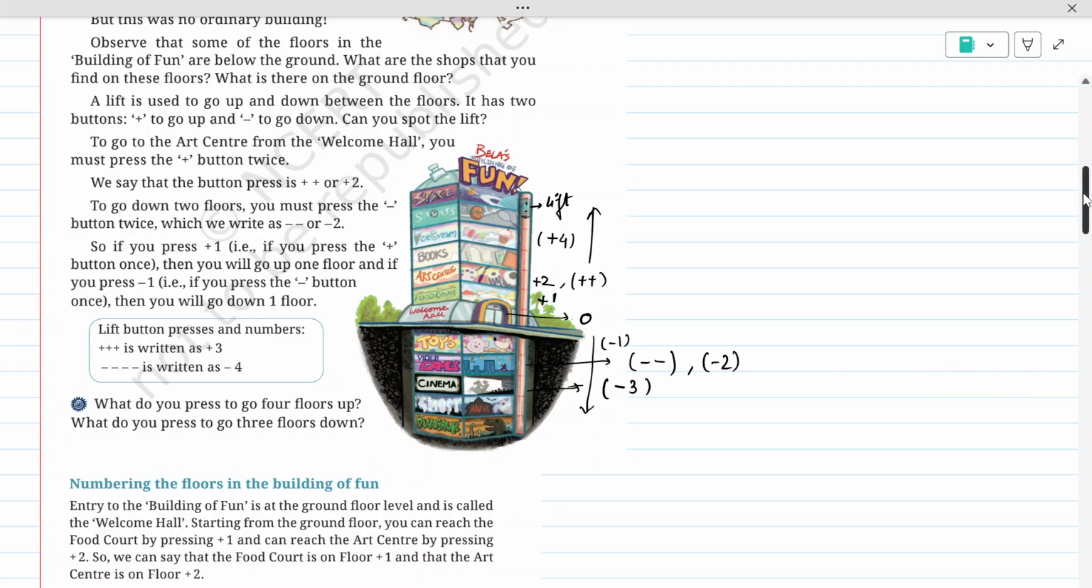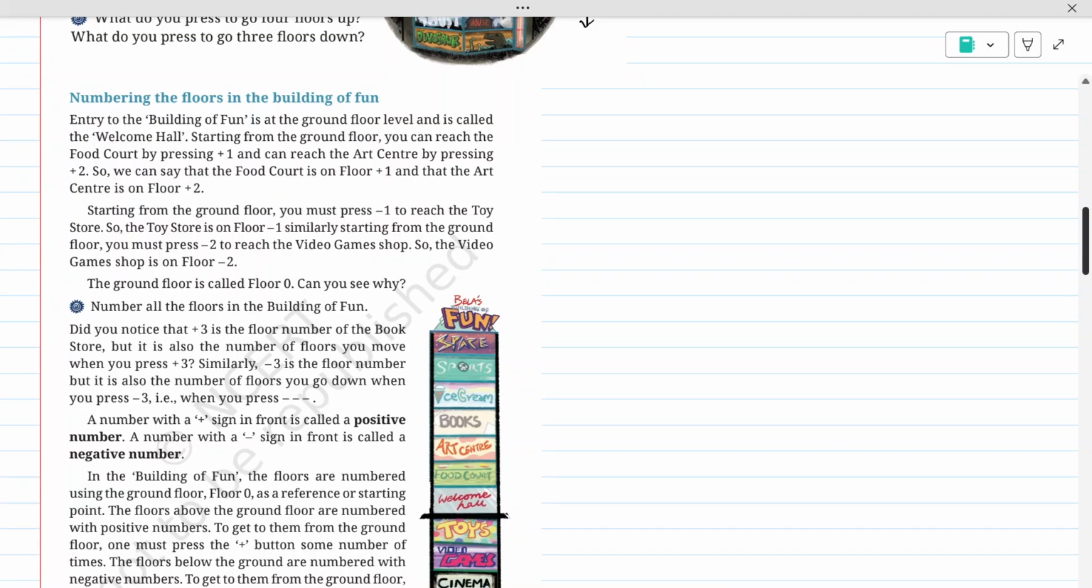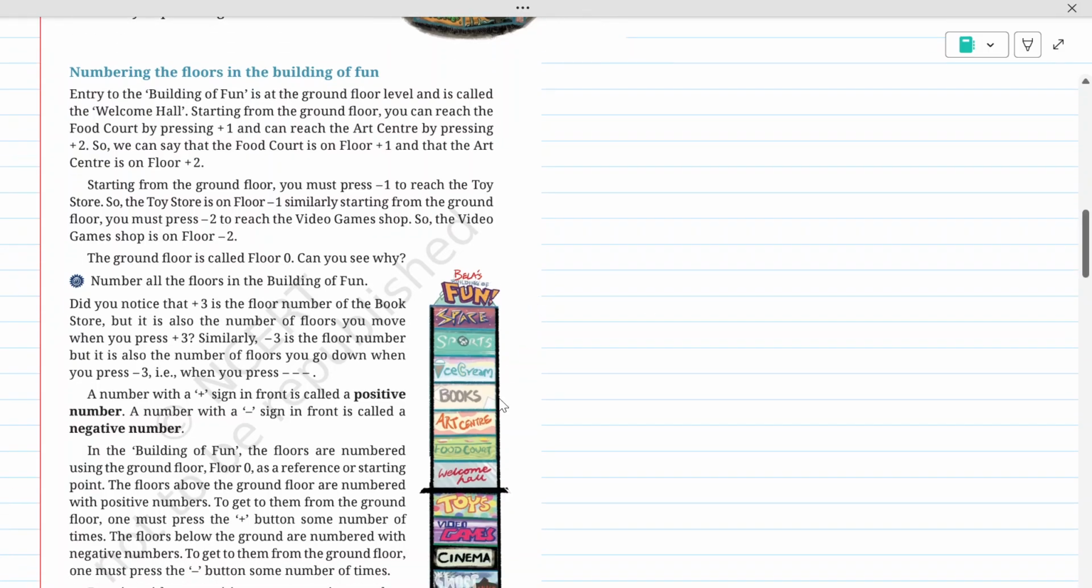Now let us see further. Numbering the floors in the building of fun. Now we have to number these floors. Entry to the building of fun is at the ground floor level and is called the welcome hall. This is the entry to the hall. We are taking this as 0.